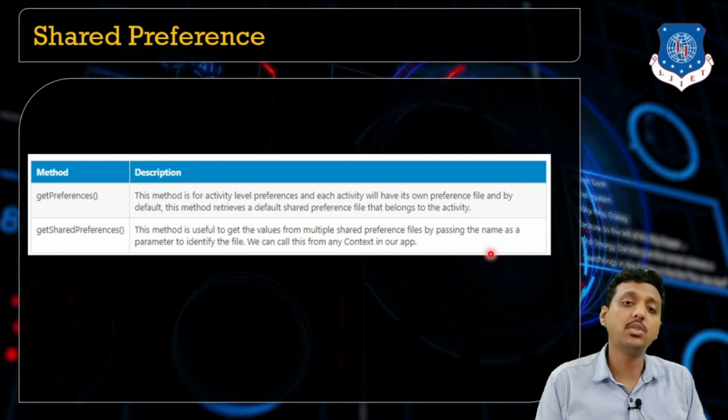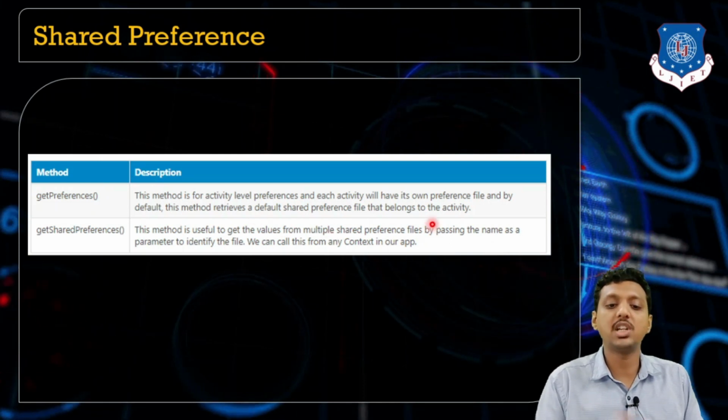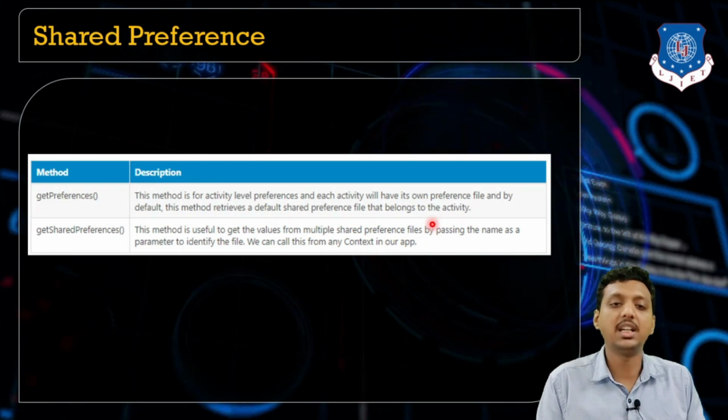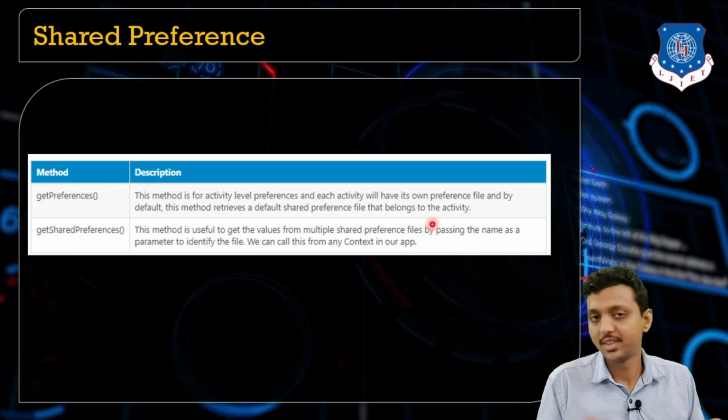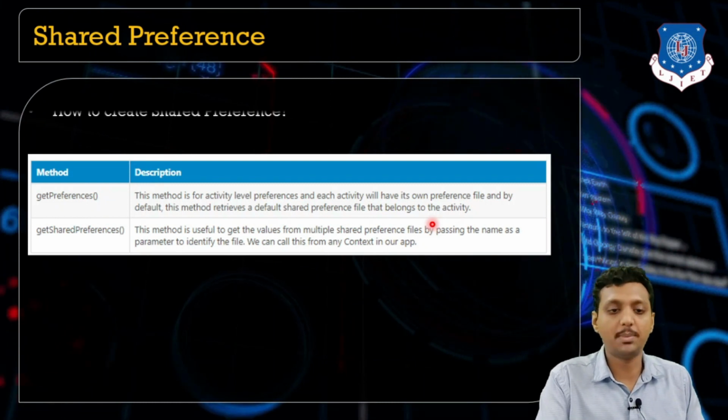Now, when we talk about getSharedPreferences, that method is used to get the values from multiple shared preference files by passing the name as a parameter in the identifier file. Fine. So, by using these methods, you can create your shared preference.